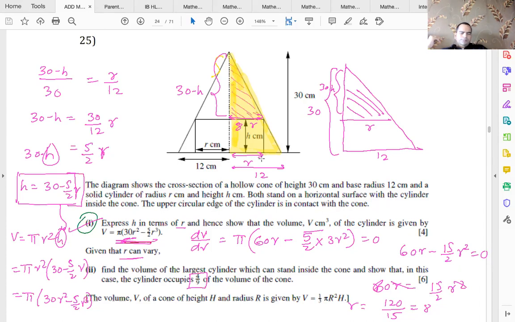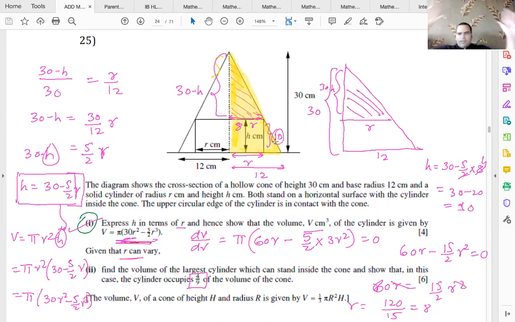So now what will be interesting here is to find out for this radius what's the height. So when r is 8, let's find out the height. So height of the cylinder is going to be 30 minus 5 by 2 times 8. This is 4. So it'll be 30 minus 20, which is 10. So the height of the cylinder in that case is actually 10.